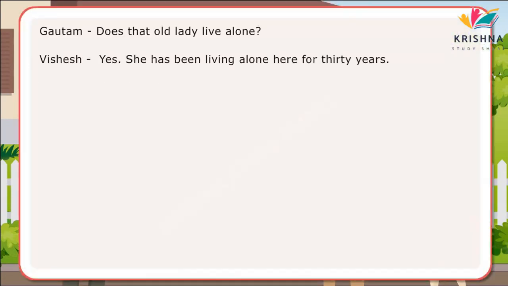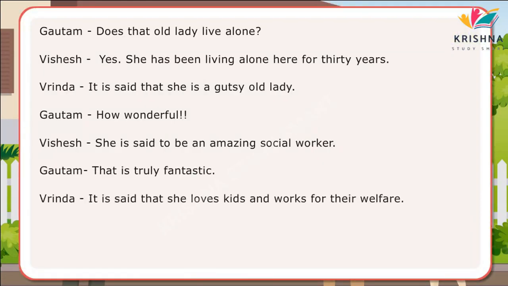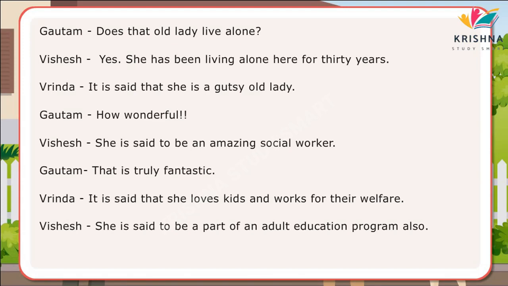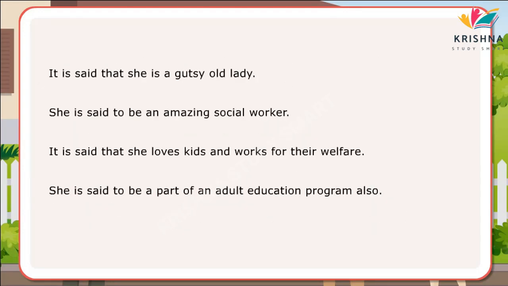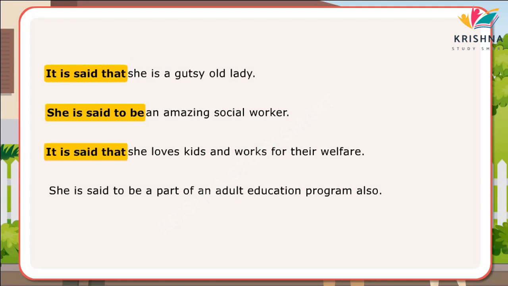In the dialogues, Gautam, Vishesh and Vrinda have used it is said that and she is said to express what people say. Here are examples of sentences with it is said that and she is said to be. It is said that she is a gutsy old lady. She is said to be an amazing social worker. It is said that she loves kids and works for their welfare. She is said to be a part of an adult education program also.